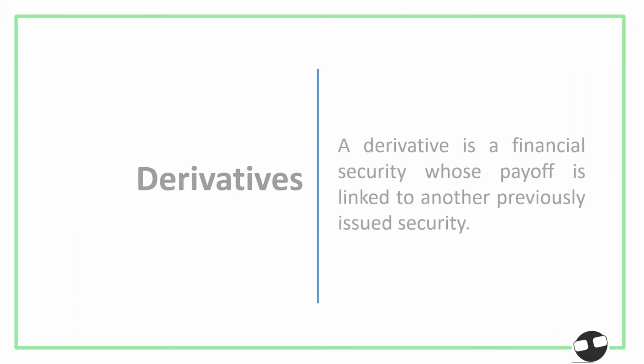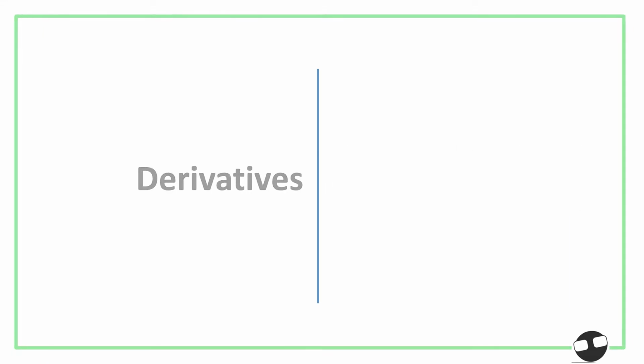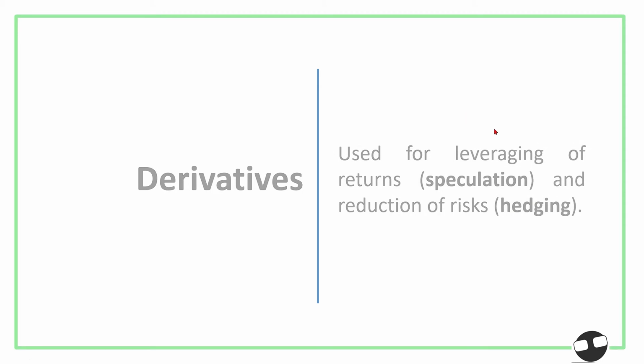So what is a derivative? It's actually a financial security whose payoff is linked to another previously issued security. Now, derivatives are actually used for leveraging of returns, or what we call speculation, and reduction of risks, or what we call hedging.